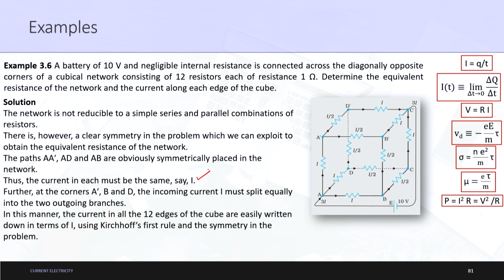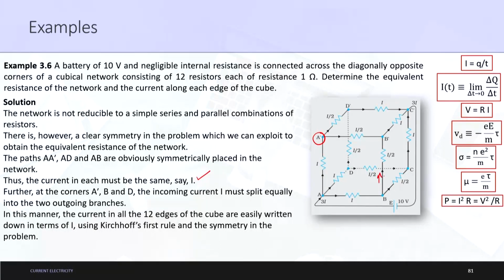Now, further at the corners A dash, B and D, the incoming current I must split equally into the two outgoing branches. Why must it split equally? First of all, because the resistors after those are the same, and again the junction rule has to be applied, that is the total current going in should be equal to the total current passing out. So, using these two rules we can find out that at this point I by 2 and I by 2 are going in this direction, and in the other portions they are going in this direction.